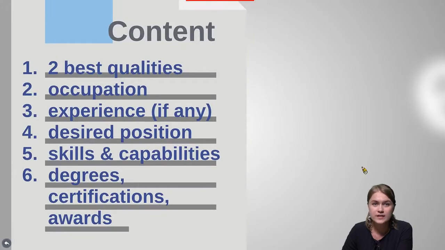In terms of the content, you might consider including 2 of your best qualities, your occupation if you already have one, experience if any. If you don't have any experience, here you can consider including your internship. Your desired position means the job that you want to obtain. Also some of your skills and capabilities, your degrees, certifications and awards. You don't have to mention them all, but make sure that you mention the most important parts.